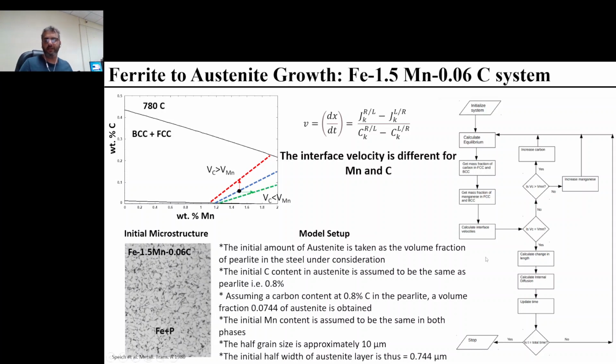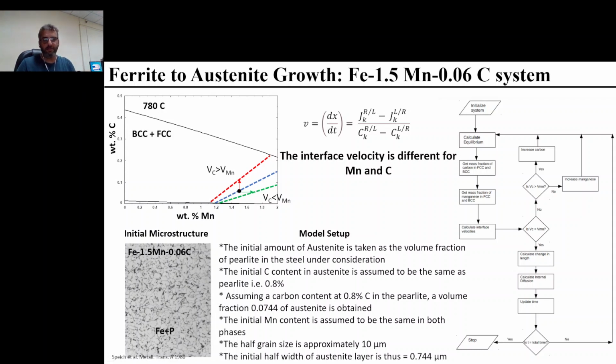The other case could be when the interface velocity of manganese is greater than carbon, so we keep the carbon content constant and we increase the manganese content and repeat the process. And once we achieve the interface velocity difference between carbon and manganese within some tolerable range, we increment the ferrite length, and then we calculate the internal diffusion and continue this process.